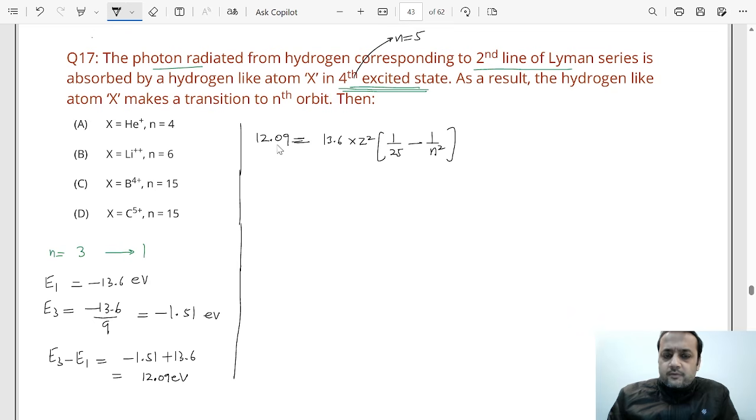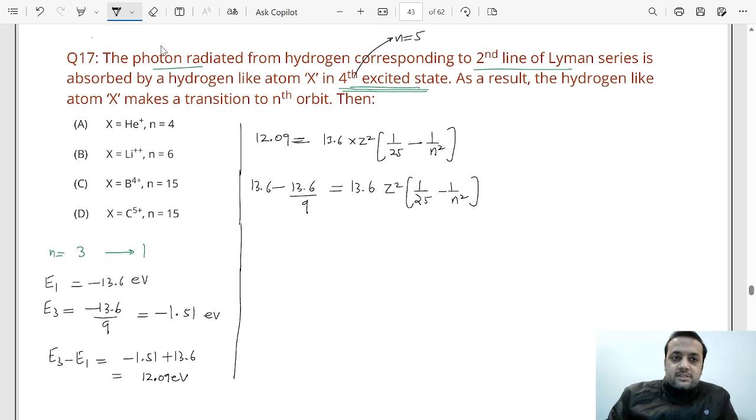In fact, for better calculation, you can write 12.09 as 13.6 minus 13.6 by 9. Yes or no? 12.09 is 13.6 minus 13.6 by 9. This is exactly what we had done. 13.6 by 9 was 1.51, and 13.6 is here. So this value we were calling 12.09. To ease out the calculation, you can write 12.09 as 13.6 minus 13.6 by 9 into Z square into (1 by 25 minus 1 by n square). This will keep things easy.